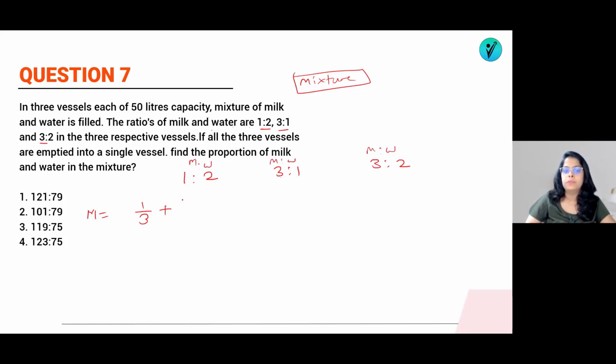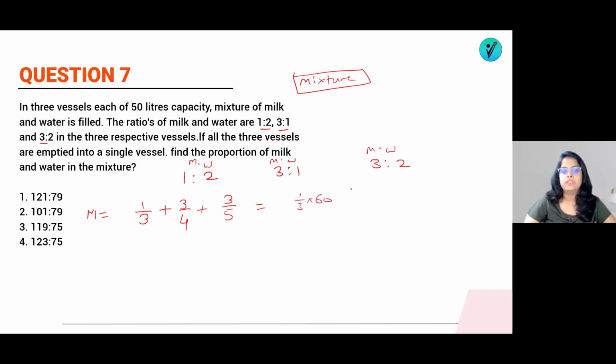So in the second one, milk is 3 by 4 out of 4. And in the third one, milk is 3 by 5. So if you solve it, what will be the answer? LCM of 3, 4, 5 will be 60. So to make it 60, how much will it be? 1 by 3. How can I make it 60? If you multiply all of them by 60.